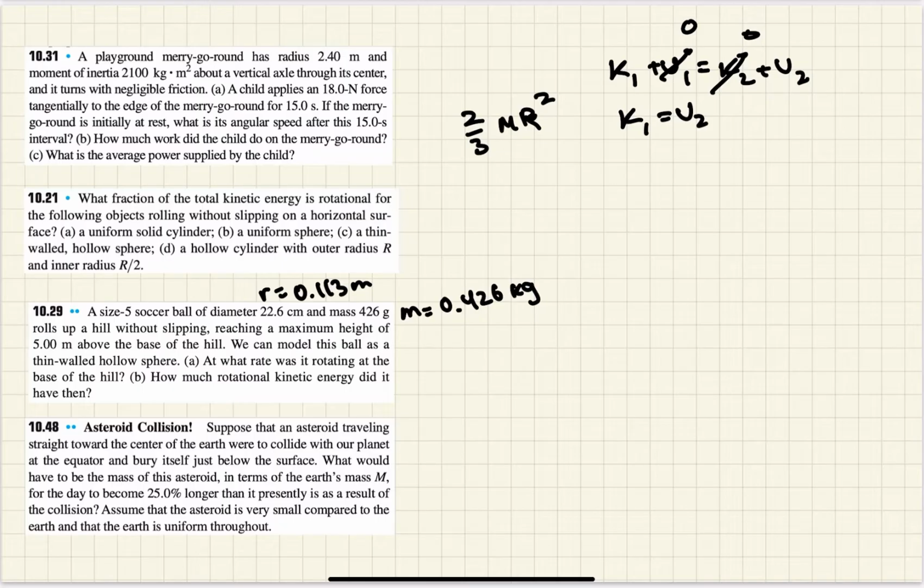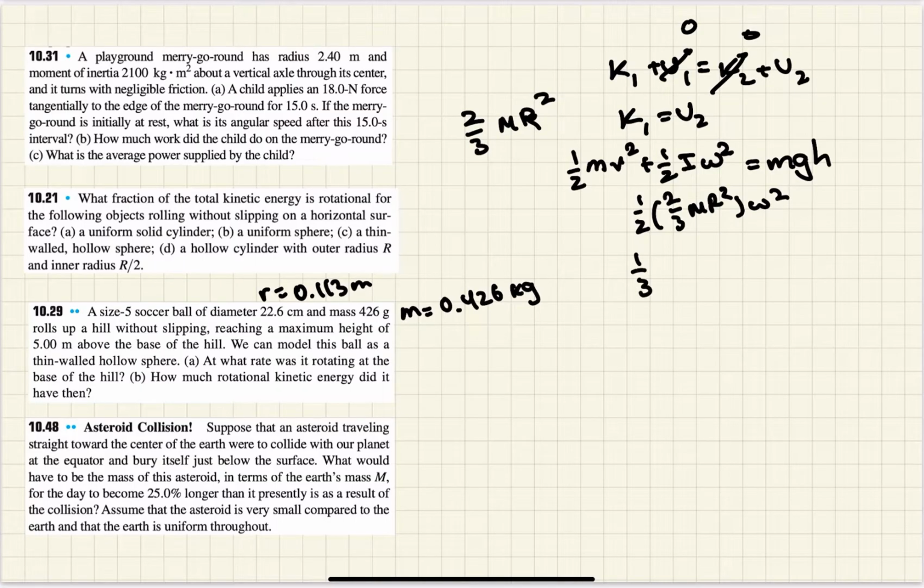K1 is, well, technically, we need both the linear and rotational velocity because it's rolling without slipping. 1/2 mv squared plus 1/2 I omega squared, and that's equal to mgh, just simple gravitational potential energy. Now we know I is 2/3 mr squared, so it becomes 1/2 times 2/3 mr squared times omega squared, and so that's 1/3 m omega squared r squared. Well, what's omega r? That's just v equals omega r, and so omega squared r squared is v squared. So it becomes 1/2 mv squared plus 1/3 mv squared.